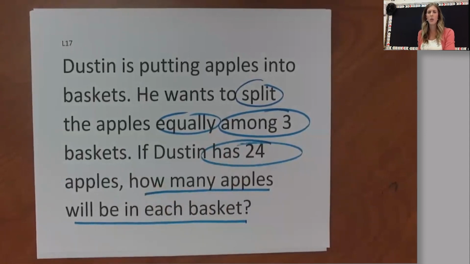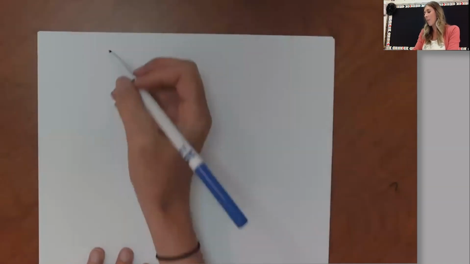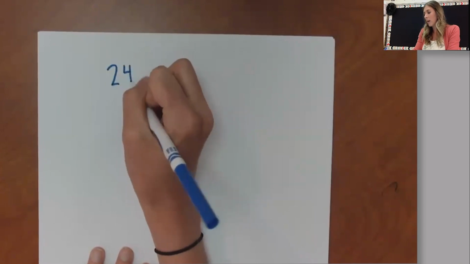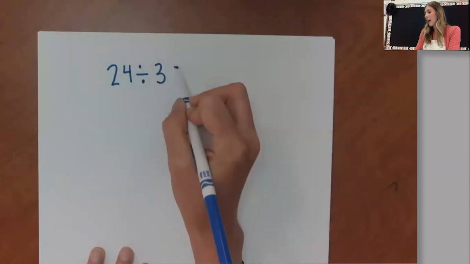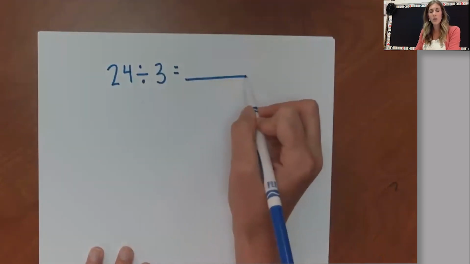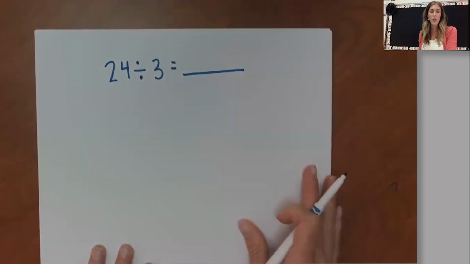So what strategy or operation could we use to solve this problem? I'm hearing division. Very good. We know the total number of apples, and we know we need to split them into baskets. So we need to divide. We need to divide our total amount of apples, 24, equally into 3 baskets. And our solution or our quotient will tell us how many apples can go into each basket.